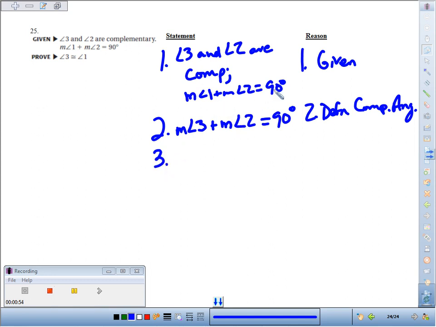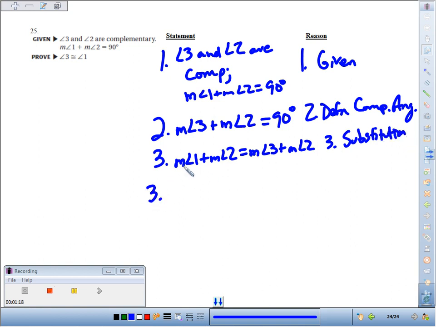Well, if I know 1 and 2 are 90, and I know 2 and 3 are 90, they're both equal to 90, I could say that the measure of angle 1 plus the measure of angle 2 equals the measure of angle 3 plus the measure of angle 2. And I suppose you could say transitive property of equality, or you could say substitution. Either one would be okay.